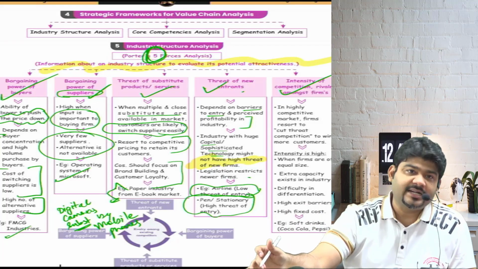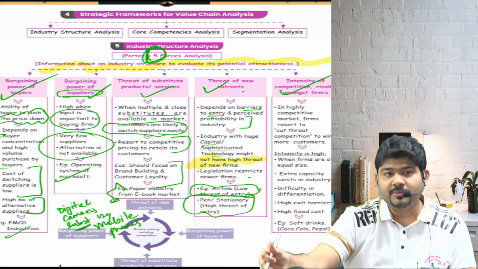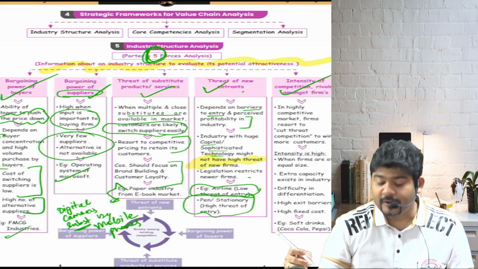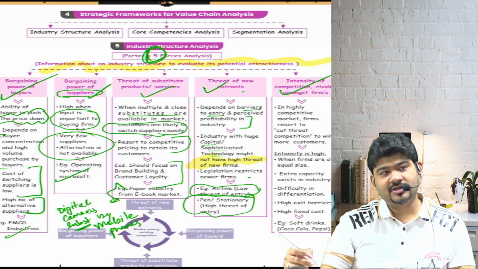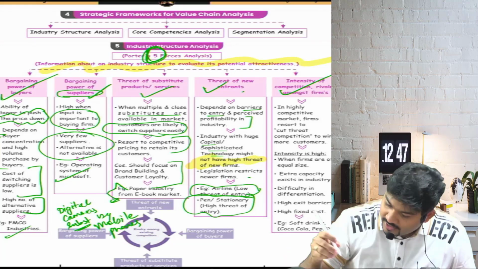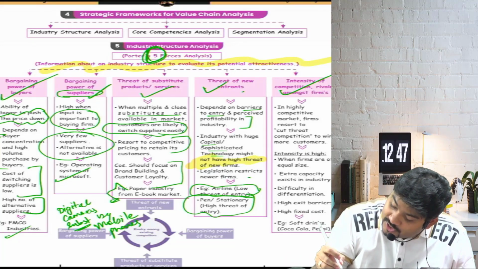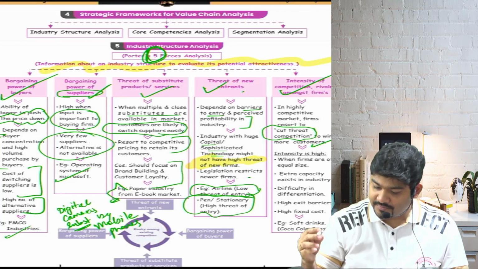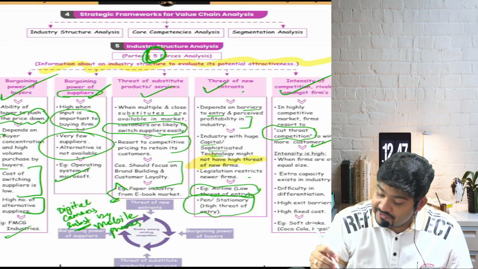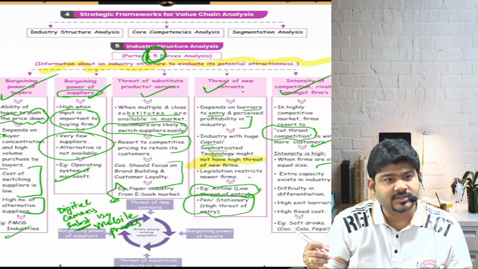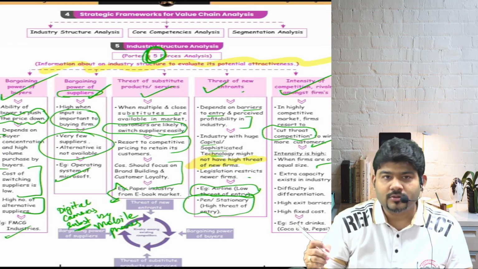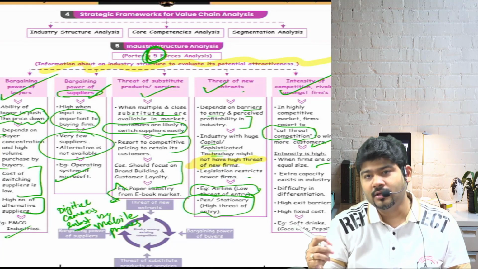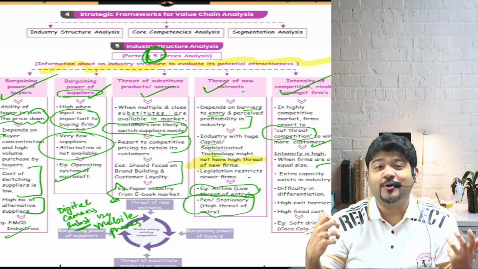Every businessman starts a business with an expectation of super normal profits, which may not be possible if there is intensity of competition or rivalry amongst firms. In a highly competitive market, firms resort to cutthroat competition to win more customers. Intensity is high when firms are of equal size, like Pepsi and Thumbs Up, Amazon and Flipkart, Pepsi and Coca-Cola, Uber and Ola. They almost have equal margins, like an oligopoly.